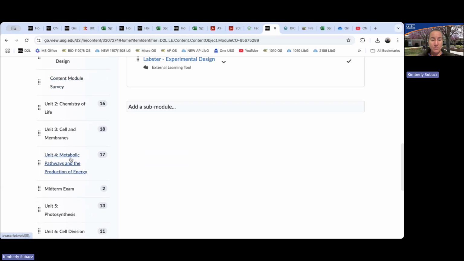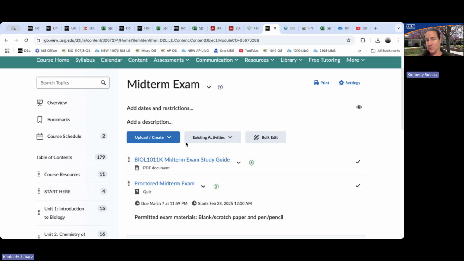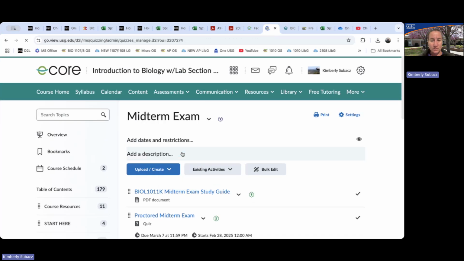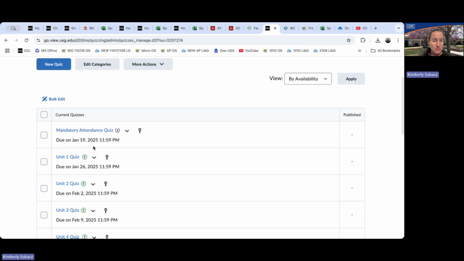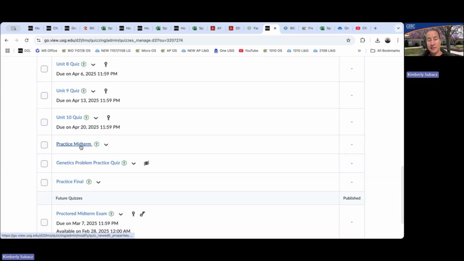All right, so chapters 1 through 4, then the midterm. And the midterm does have a study guide. There is also a practice one in here. It's not showing up here, but remember I told you how you can jump to assignments and quizzes? So let's go to quizzes. There we go. There's the practice midterm.